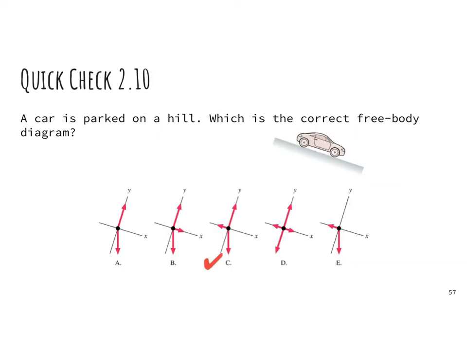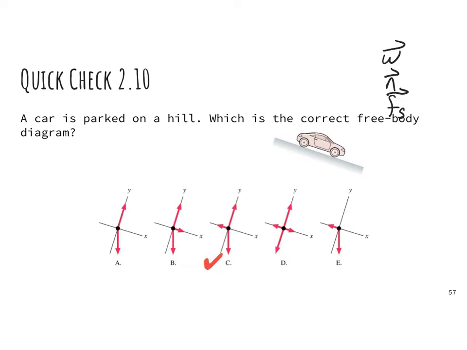All right, another quick check problem. We have a car parked on a hill. What's the correct free body diagram? Well, if I quickly identify, I'll have the weight force, I'll have a normal force, and because it's parked on the hill but not moving, there's some type of static friction, and we'll talk more about that when we get into friction next unit.